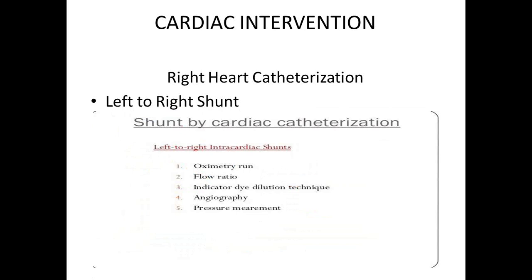The indicator dye dilution, when we're doing flow, we usually use the thermodilution method. And then angiography, if you want to actually see the defect. Say the patient has a ventricular septal defect. You can do an angiogram to show that the patient has a ventricular septal defect. And then your pressure measurements, which is very crucial.